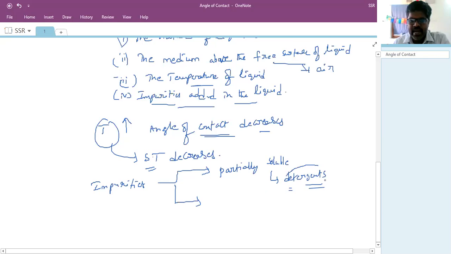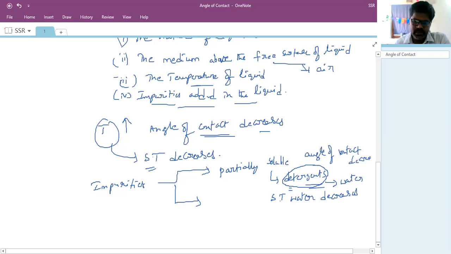If you add detergent to a liquid like water, the detergent is partially soluble and it makes the surface tension of water decrease. Surface tension of water decreases means the angle of contact also decreases. Are you clear on this point? If you add detergent to water, the surface tension decreases, then the angle of contact decreases.